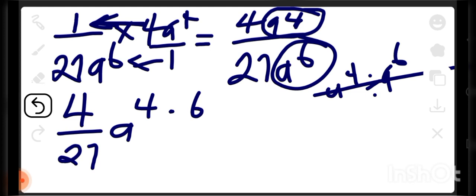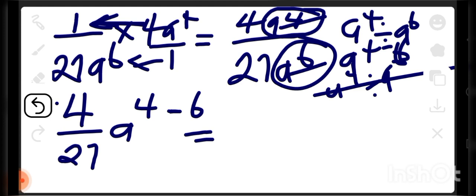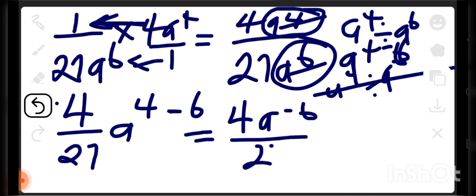It's possible now. A raised to power 4 divided by a raised to power 6. Remember division, you can also write it this way, a raised to power 4 divided by a raised to power 6 is the same thing. That will be a raised to power 4 minus 6. That's what I'm trying to do here. So 4 minus 6 is minus 2. So we're going to have 4a raised to power minus 2 over 27.